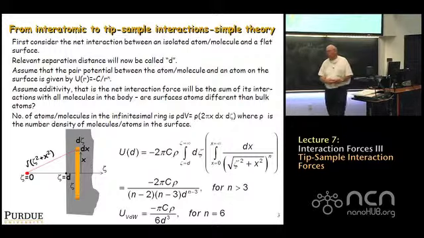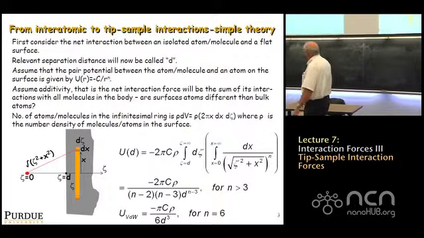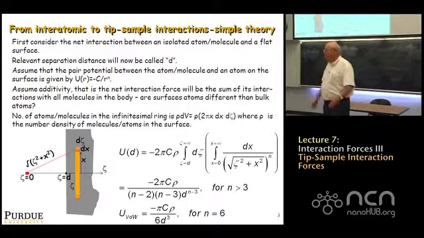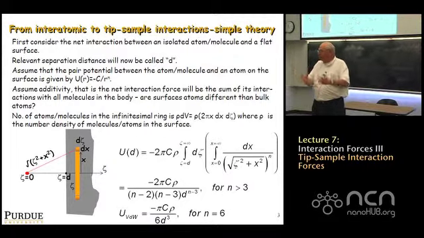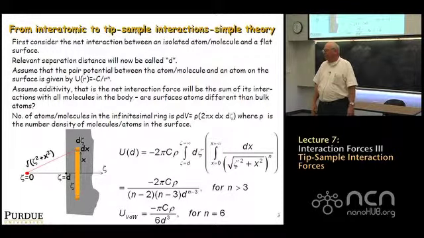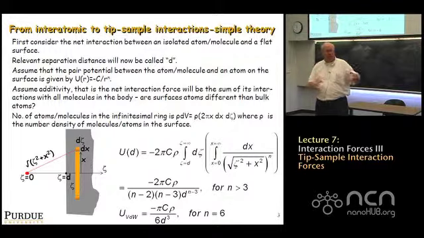So the letter C is related to the van der Waals forces. C is a constant, which is the sum of the Keesum, the Debye, and the London interactions. Technically, if you want to know what C is for atom A and atom B, you've got to do a very detailed calculation using those formulas that I showed at the end of last lecture.